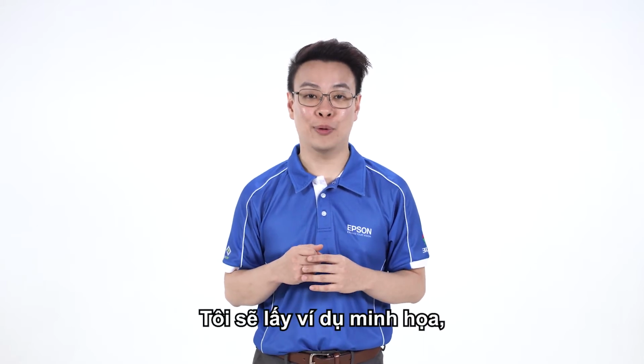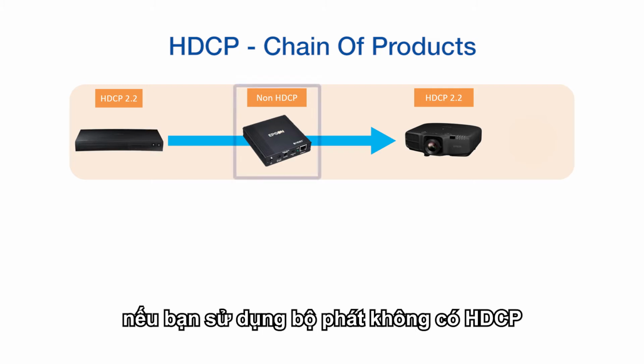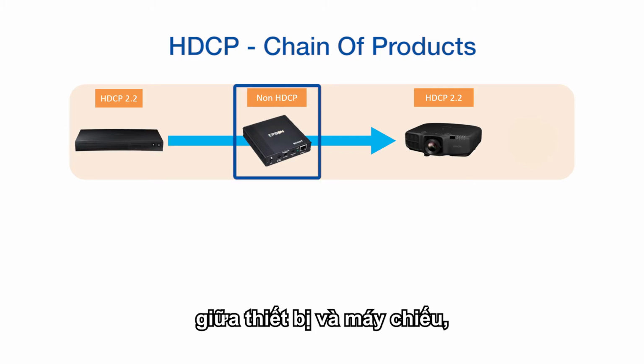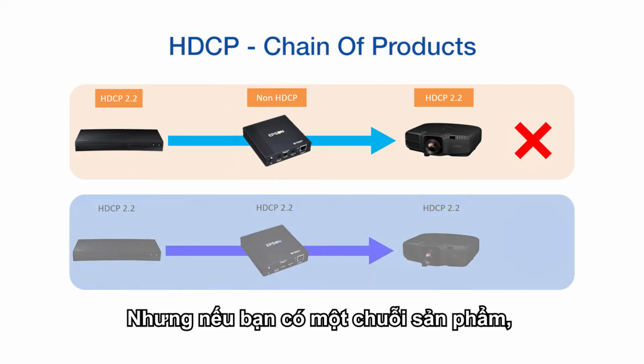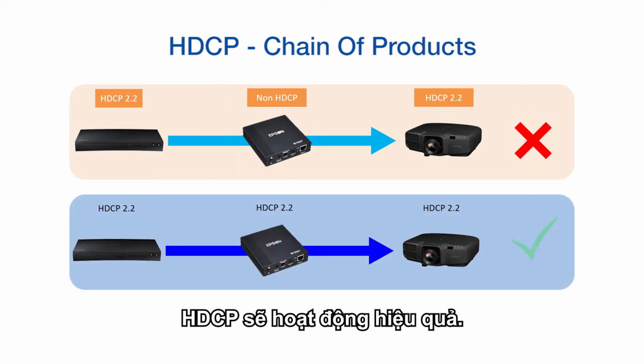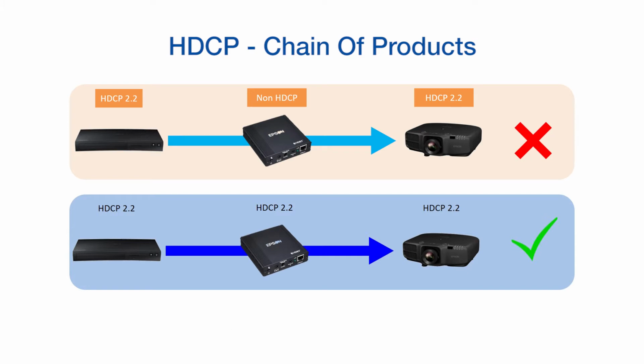Let me give you an example. If you use a non-HDCP transmitter in between your device and the projector, the HDCP will not work. But if you have a chain of HDCP products, the HDCP will work effectively.